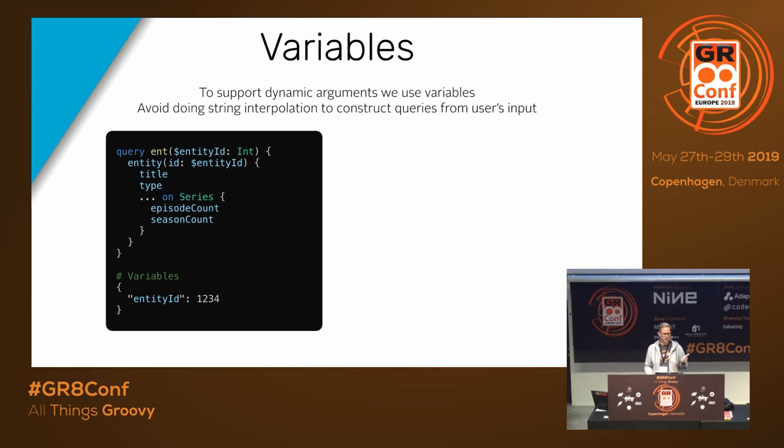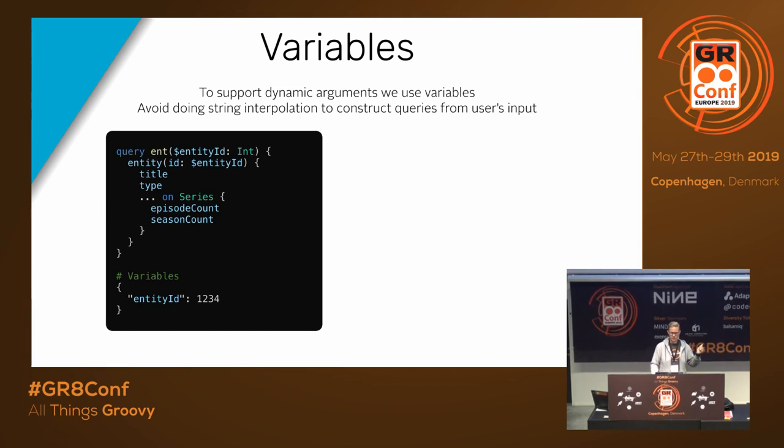For example, in this example, we are asking for an entity, and the entity ID is a variable. And we also see that here it is typed, because we tell the server that it's an integer, because it says so in the schema. And then we have the variable.